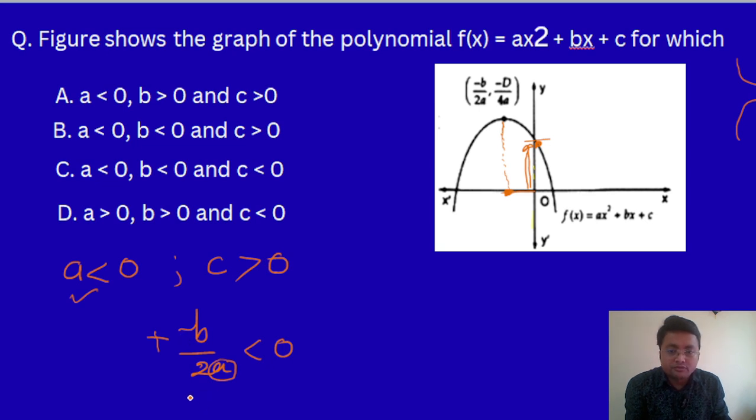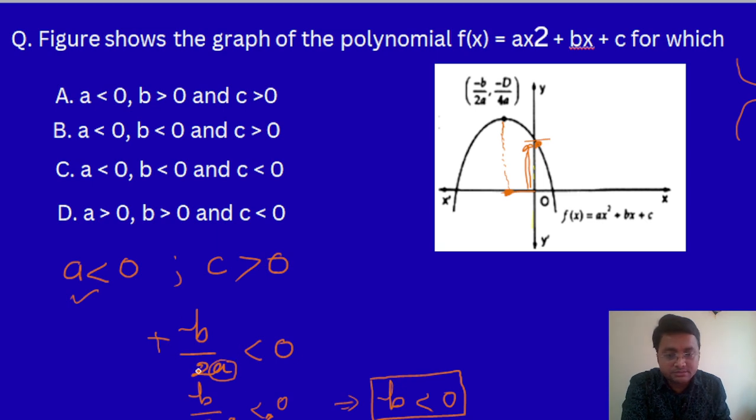Okay. So now what will happen? b by 2a is less than 0, and this will be multiplied, right? So what will happen? B will be less than 0. What I have done here: minus b by 2a is less than 0, and a is already negative here, so this negative and this negative become positive. Then this 2a will be multiplied by the 0, and then b will be negative, right? I hope you have understood this concept.